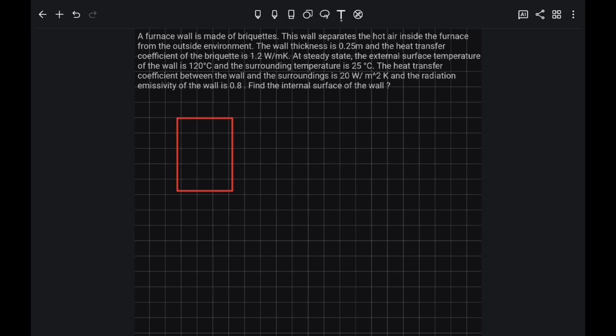the radiation emissivity of the wall is 0.8. Find the internal surface of the wall. First of all, let's write the values given to us. The wall thickness is 0.25 meter. And the heat transfer coefficient of the briquette is 1.2.